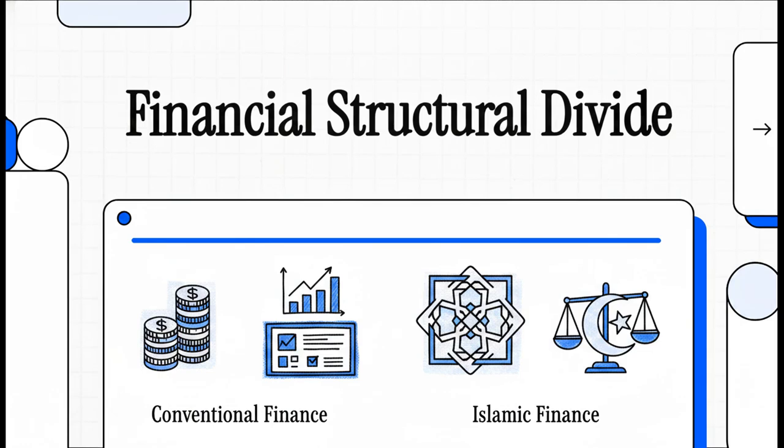Welcome to this explainer. It's wild to think about, but global finance is basically running on two completely distinct economic engines. Today, we're going to unpack the structural divide between conventional and Islamic financial markets. We'll map out exactly how these parallel systems are architected, from the ground up, how they handle risk, and how they navigate our modern digital era.